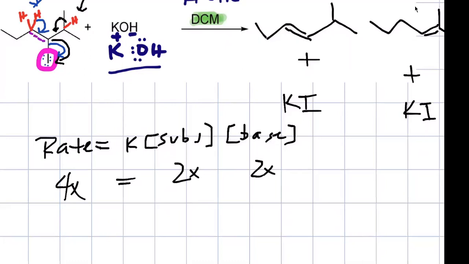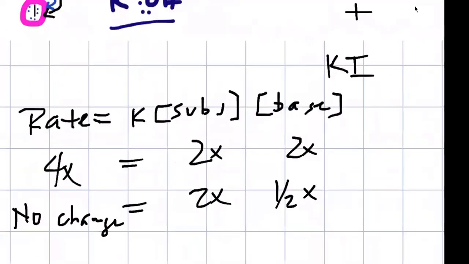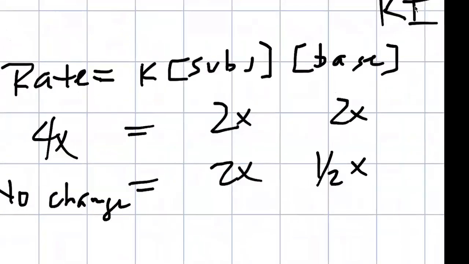If I double one and halve one, what's going to happen to the rate? It'll go up by 1. Right? So it'll be no change. Yeah. So no change. If I double one and halve one, it's still 1x, right? So there's no change in the rate. But that's the point, that the rate is dependent on both.